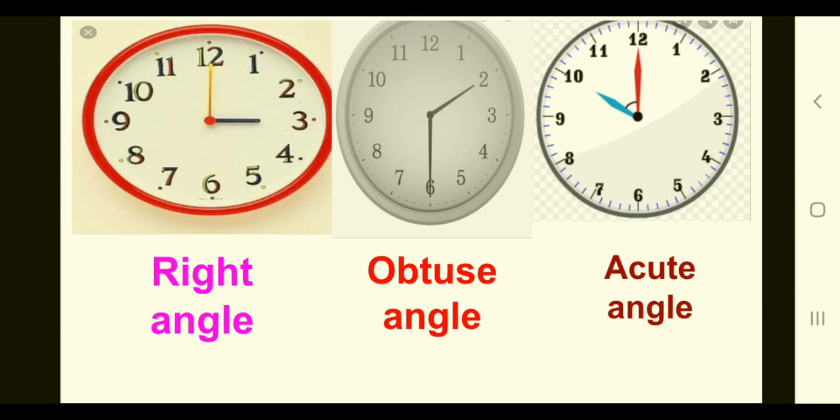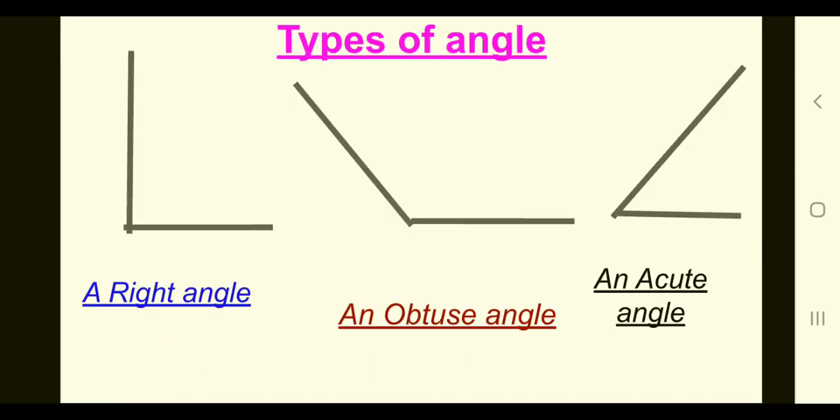Thus today, we have learned different types of angles, that is a right angle, an obtuse angle and an acute angle.